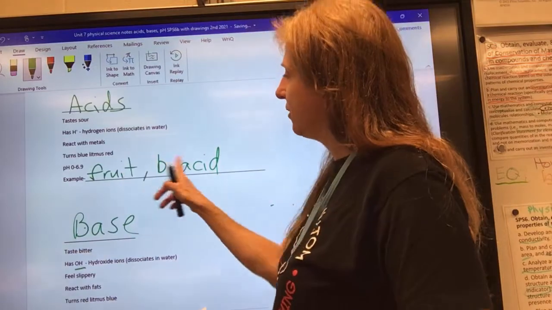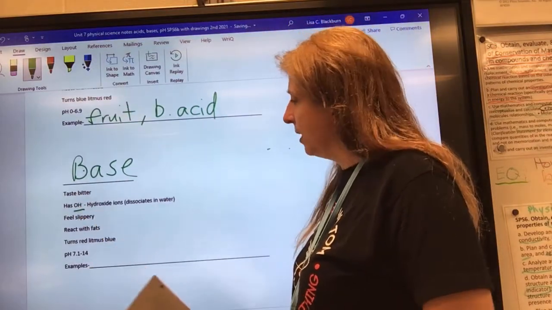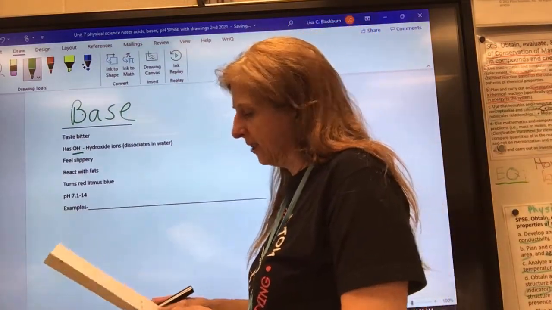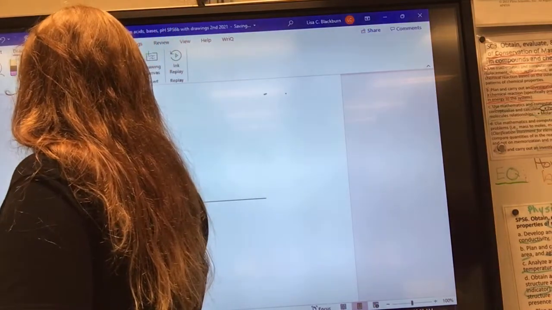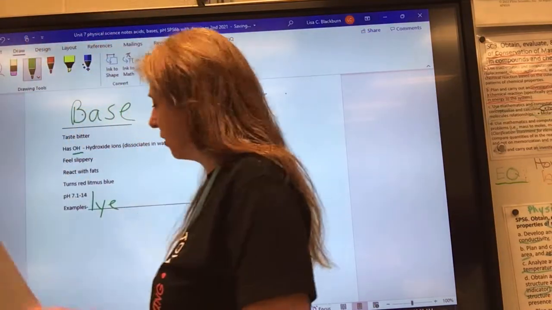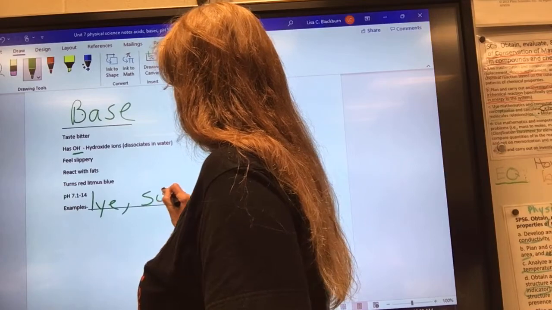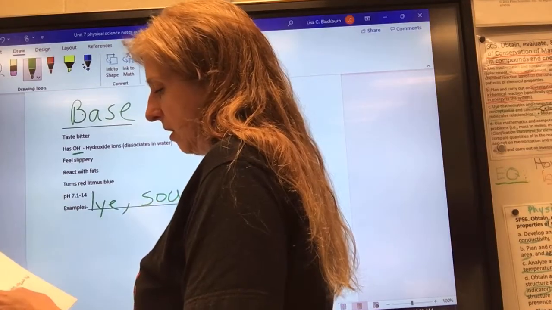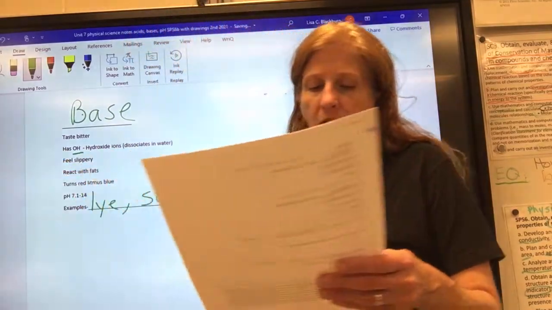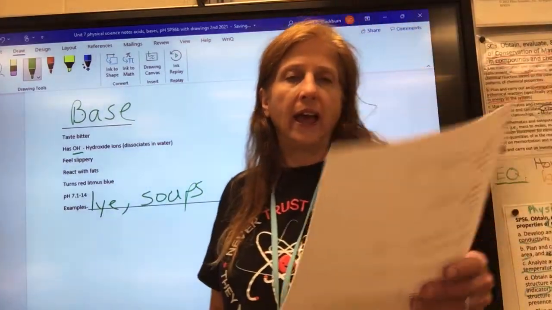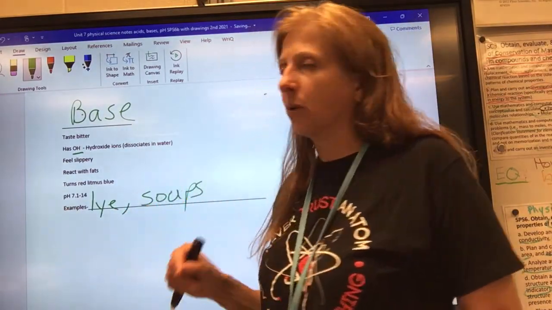So we're going to add to our examples when we get to lab. So examples of base is, the one we use in lab is called lye, or sodium hydroxide. I already told you they're soaps. And we will add some more after we've done our lab. We will do more examples.